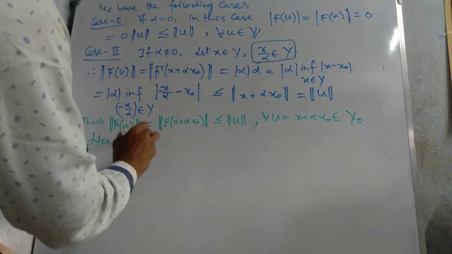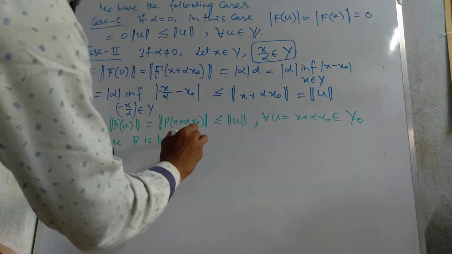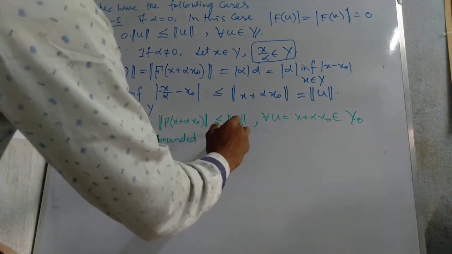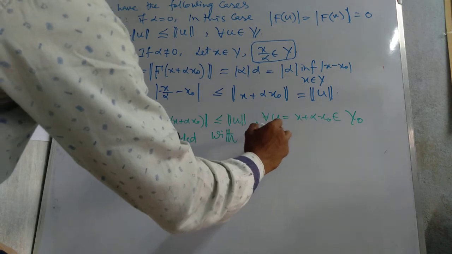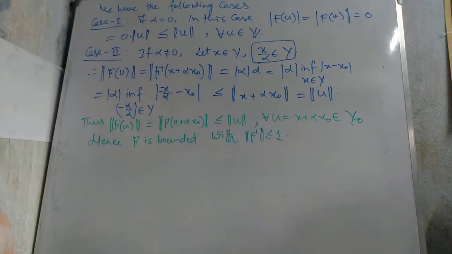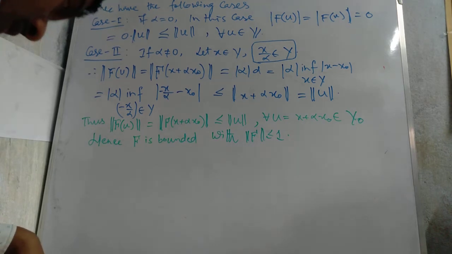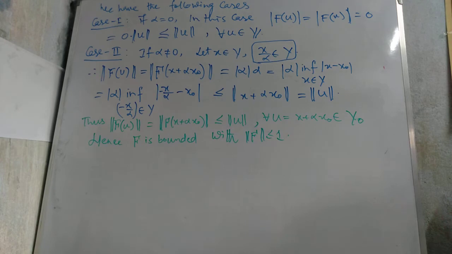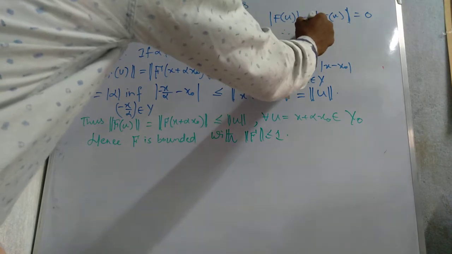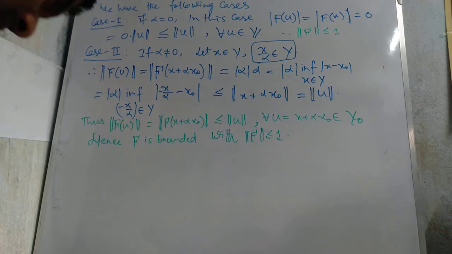Hence f is bounded with norm of f less than or equal to 1. Okay, now we're going to discuss this further. Case 1 obviously shows that norm of f is less than or equal to 1, and here also. Next, hence f is bounded with this norm.